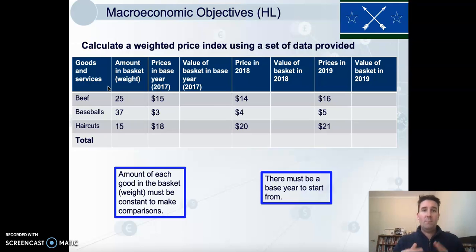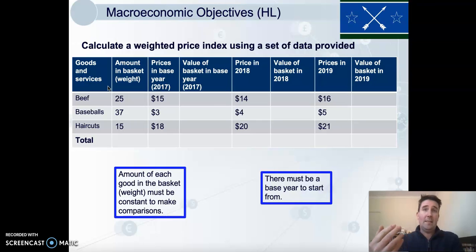The first column shows the amount of the good that is included in the basket of goods. So, for example, the average household buys 15 haircuts. Remember, the basket of goods is what an average household will buy. That's the weighting. So price indices aim to be as accurate as possible to match actual consumption habits. These weightings need to be kept constant in order to make comparisons from year to year.